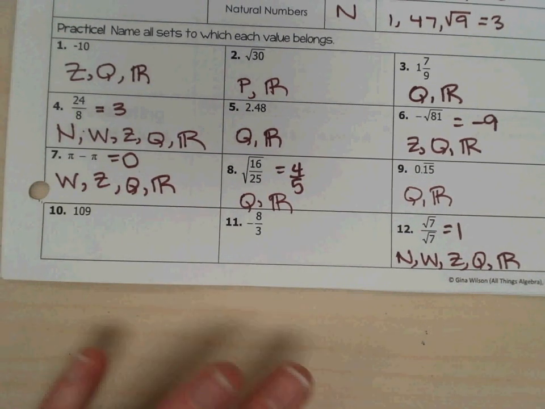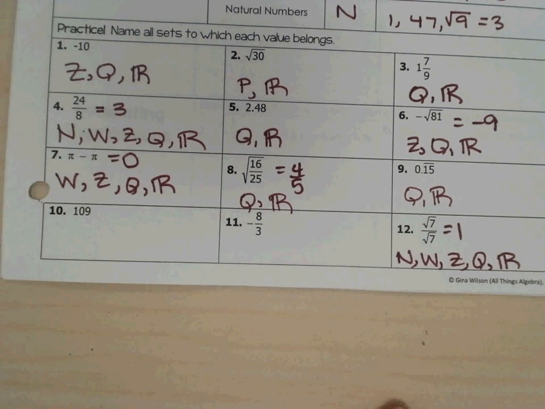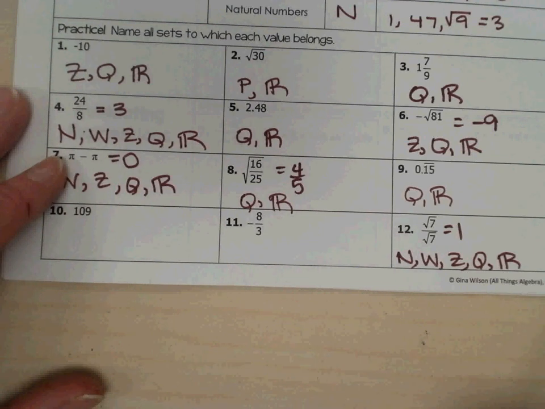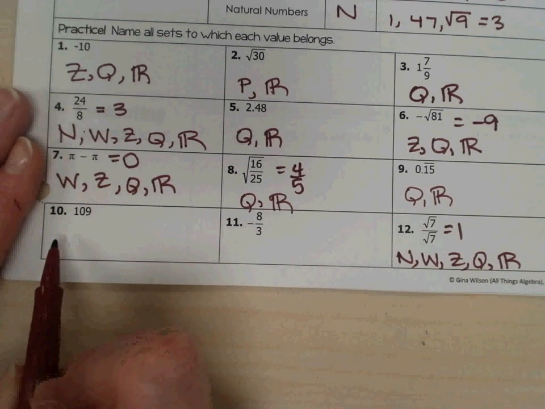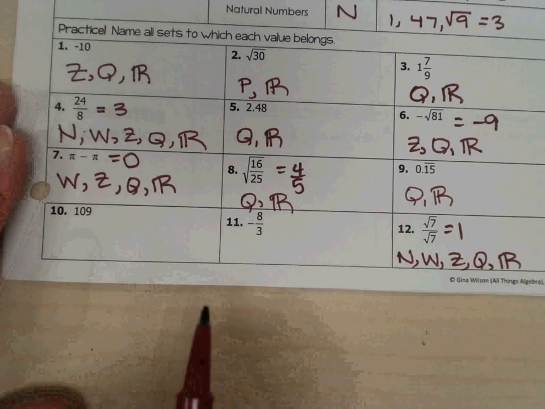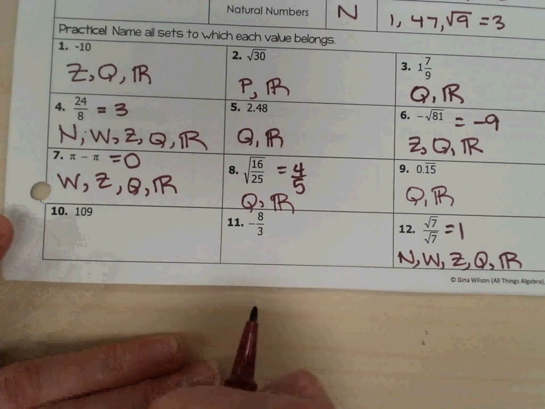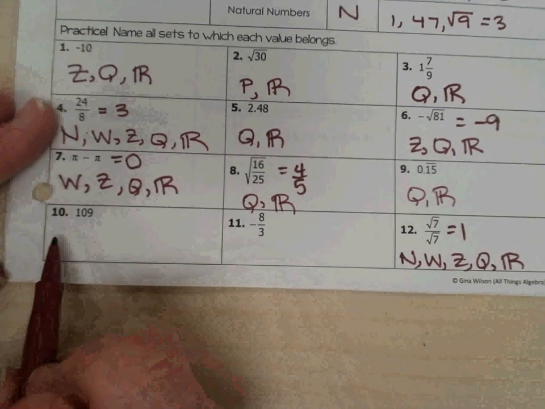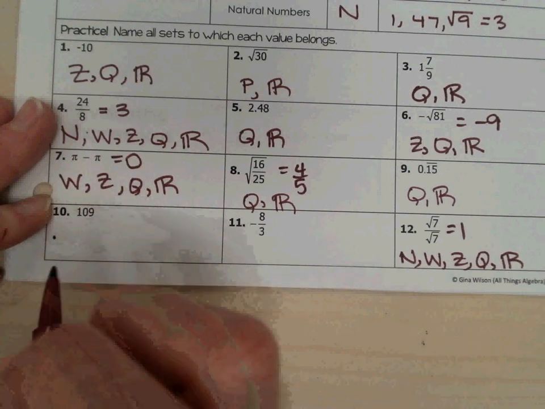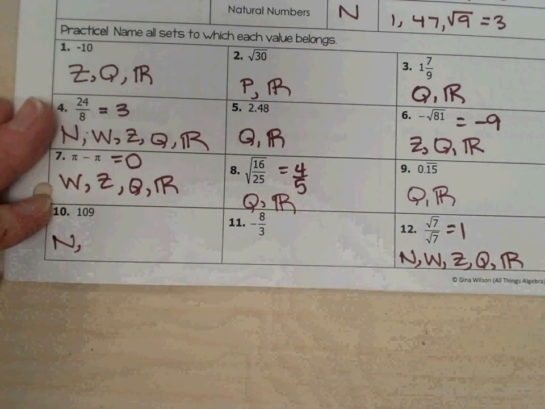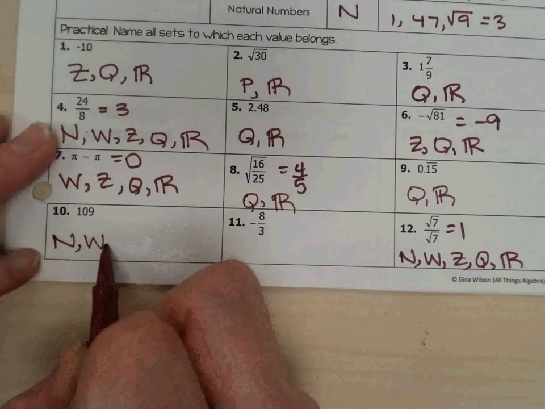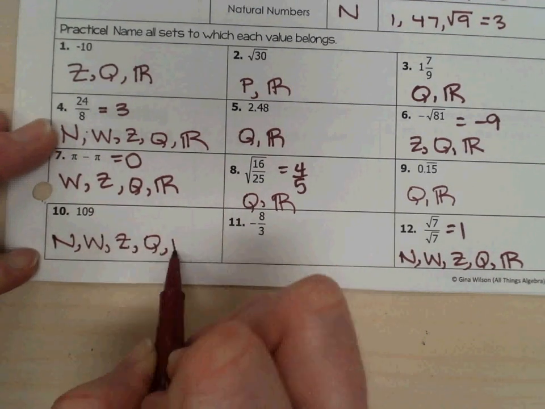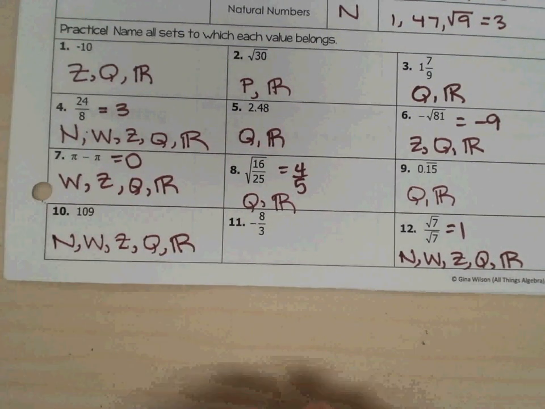Lily, number 10, 109. What is the smallest set that it belongs to? It is an integer, but there's an even smaller category that it belongs to. Liberty? Whole number? Natural number. It is the smallest category. It fits into the natural numbers, so then we get to write all the letters: N, W, Z, Q, R.